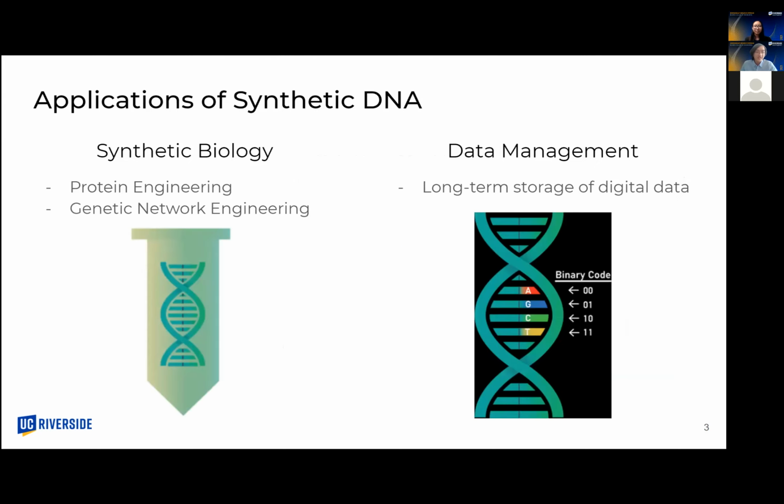So synthetic DNA can be used in synthetic biology for protein engineering for therapeutic proteins, as well as genetic network engineering. It can also be used as a medium for long-term data storage. It's a very high density media and is more stable than traditional media that's used for long-term data storage, such as tapes.